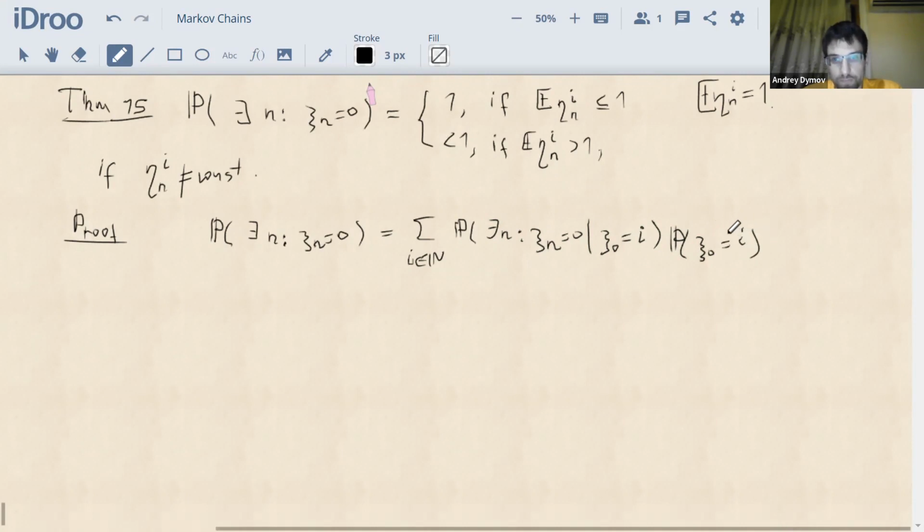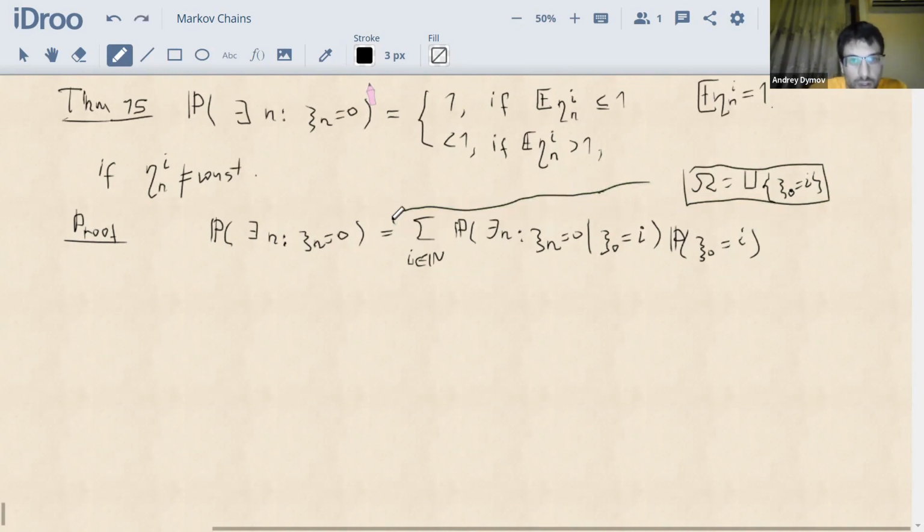individuals. So look, since my omega, my space of elementary events, can be represented as this joint union of the events that psi 0, which is random, equals I, then this formula is true, right? Because of the law of total probability.